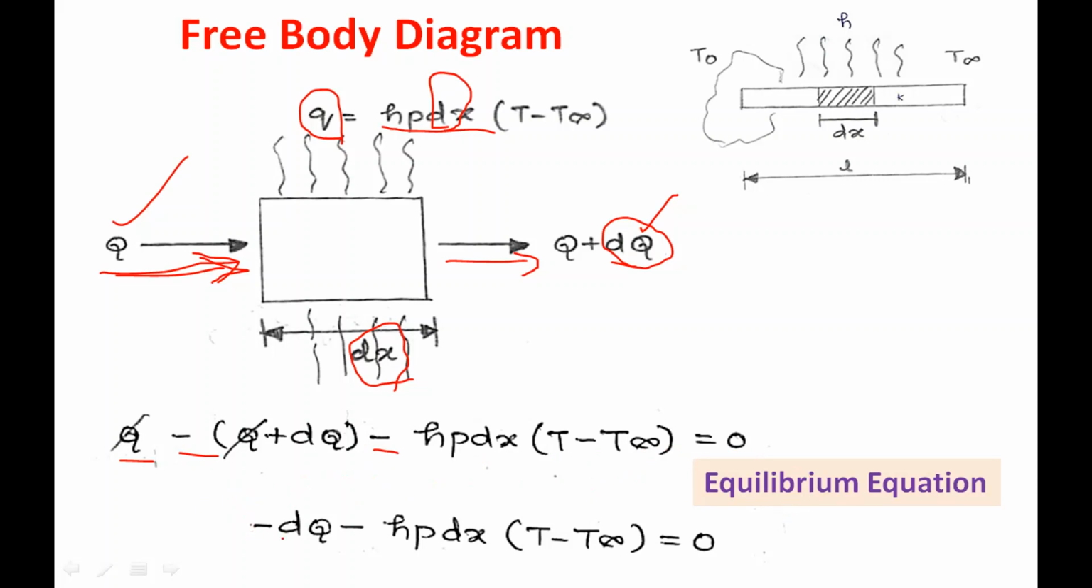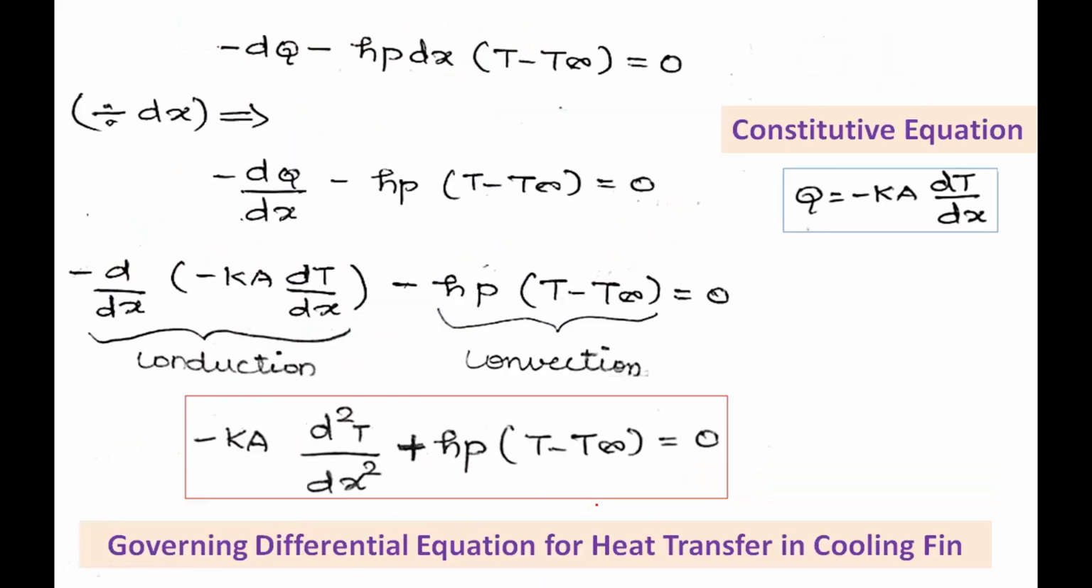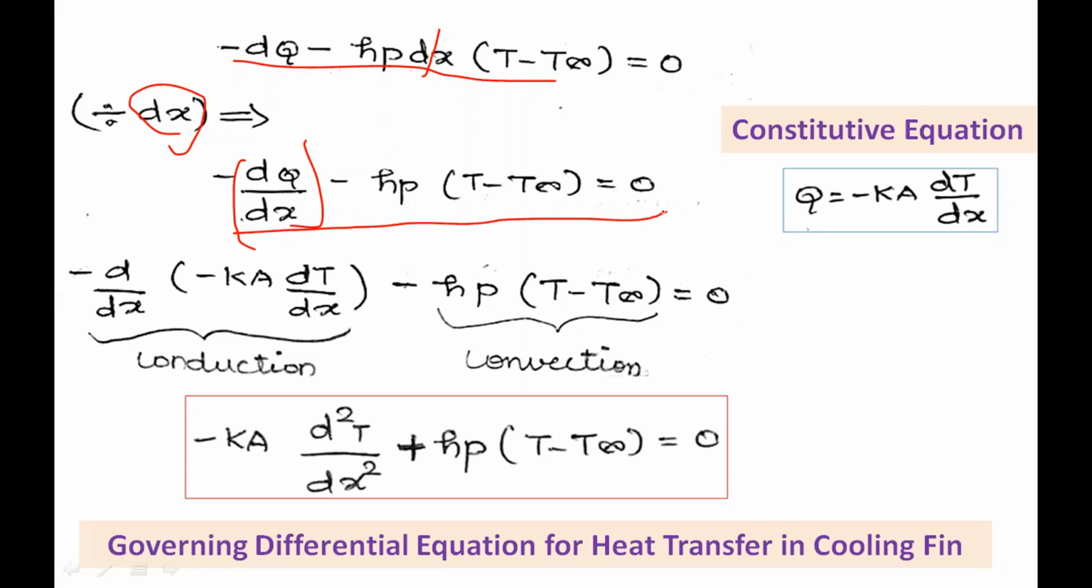From this equilibrium equation, we will get minus dq, that is the Q and the Q will get cancelled. So minus dq minus hP dx (T minus T infinity) equal to 0. We are going to divide this equation by dx. Then we will get minus dq by dx. Here the dx will be cancelled. So you will get minus hP (T minus T infinity) equal to 0. So this is arrived from equilibrium equation.